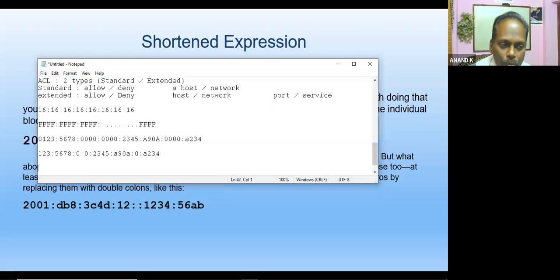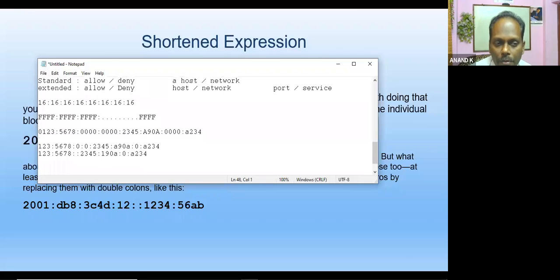And there is more simplicity: 123 colon 5678 colon, and these two zeros can be nullified and written as a double colon. Whether it is 2 zeros or 3 zeros or 4 zeros, don't worry, you can simply add a double colon. But remember that there can be only one double colon across the entire IP address: 2345 colon A90A colon 0 colon A234. This is how I can simplify my address.